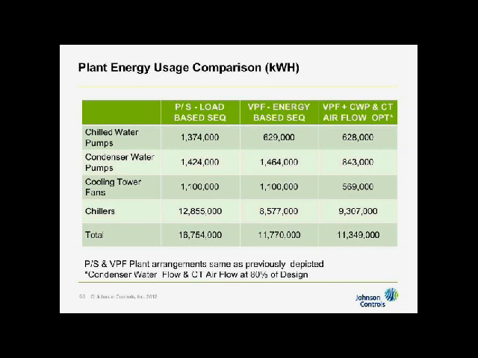As expected, the reduced condenser water flow, reduced cooling tower fan flow, and the increased fouling of a reduced cooling tower water flow had an increase in chiller energy. We went from 8.6 million up to 9.3 million. However, as we were interested to find, the total net energy for that plant went from 11.8 million kilowatt hours down to 11,349,000 kilowatt hours in that year.